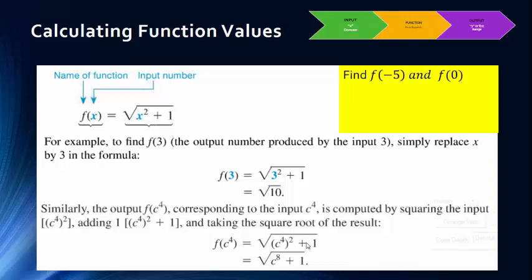See if you can calculate f of negative 5 and f of 0 using the same formula. Okay? Hit pause now and see if you can do that, because I'm going to move on and give you the answers. f of negative 5 equals the square root of 26. Did you get that? And f of 0 equals the square root of 1, which is just equal to 1. Okay?